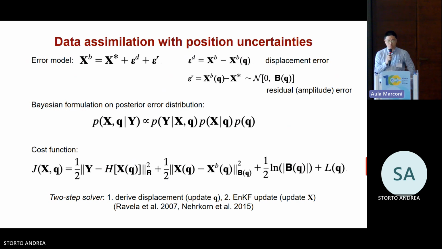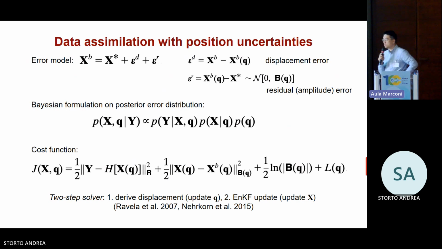ER here is the residual error. So if you do another subtraction of the truth, now you get some residual, which is the B matrix. It goes back to the Gaussian assumption again. But the problem is B here is now a function of the Q, which is the displacement vector.